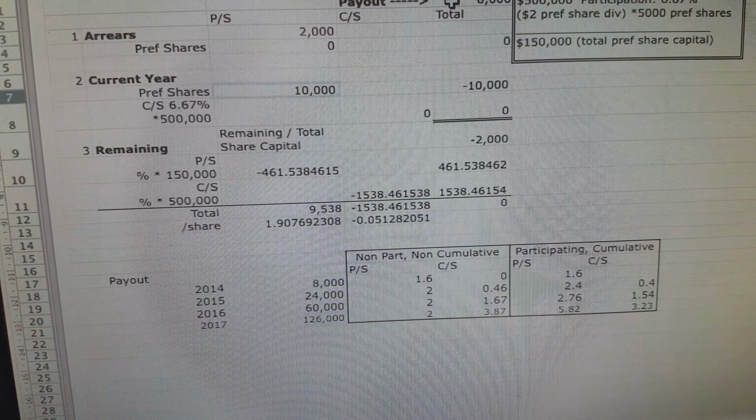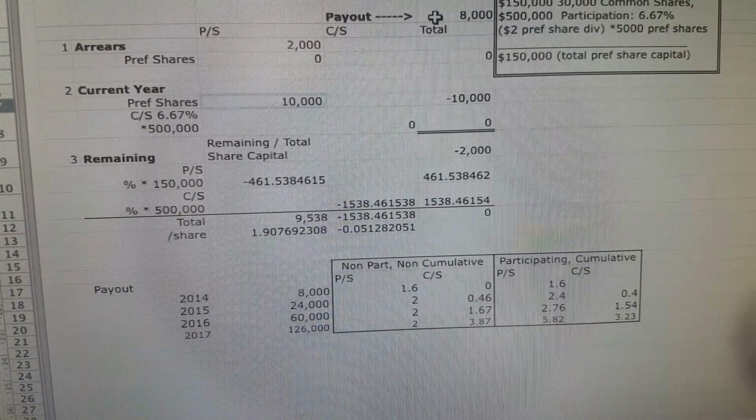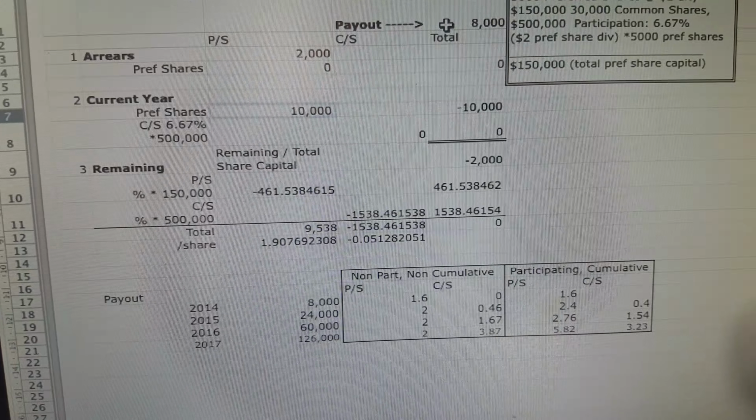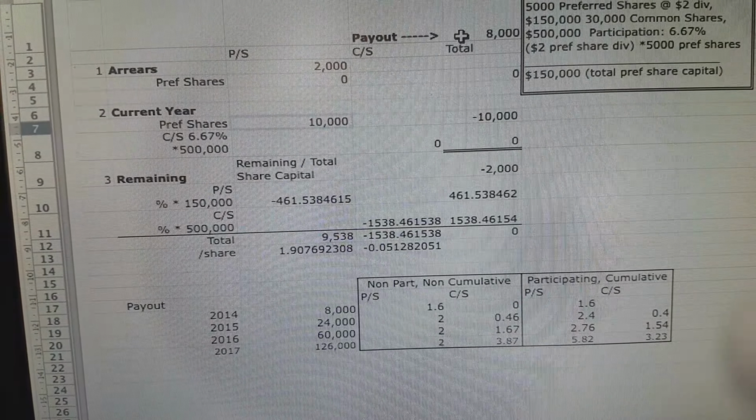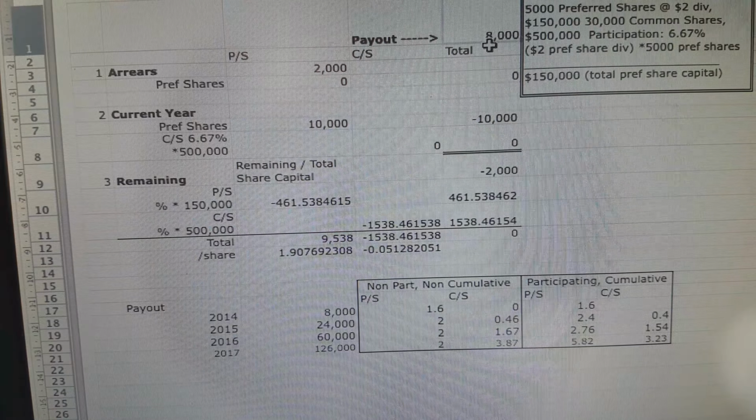Now, for the next payout, I'm going to tip this up a bit. It's a very technical setup here, sticky tack and DVDs. So the next payout is 24,000.